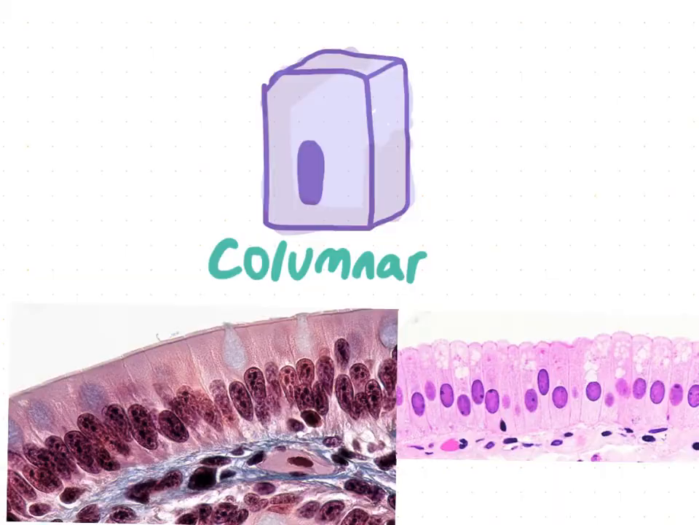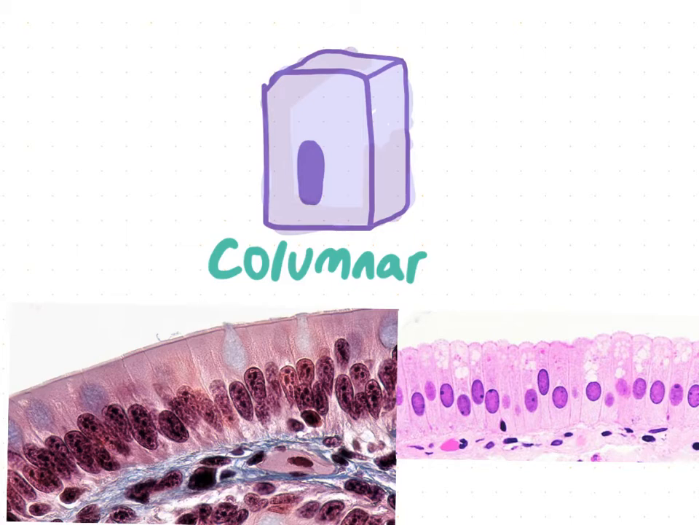Alright, so the final shape that we'll be looking at today would be the columnar cell shape. Like the name says, it's shaped similar to a column and lines most organs of the digestive tract, including the stomach, the small intestine, and the large intestine. And it helps with absorption and secretion. So it absorbs the nutrients in the small intestine and secretes acid in the stomach, for two examples.